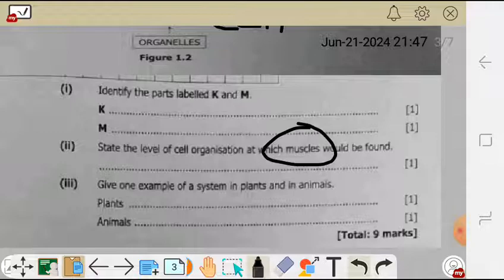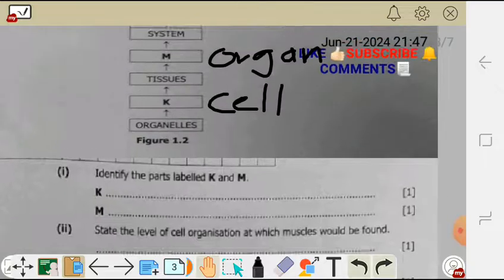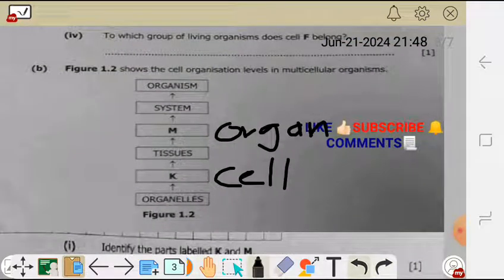So muscles are simply a group of cells, a group of similar cells. So they're saying state the level of organization at which muscle would be found. So the ones we have mentioned here are the levels of organization. The first level of organization is the organelles, the ones I mentioned earlier. Then from there we'll move on to the cells. Then the cells will make the tissues. Then the tissues will make an organ. Then an organ will make a system. A system, then we have a complete organism.